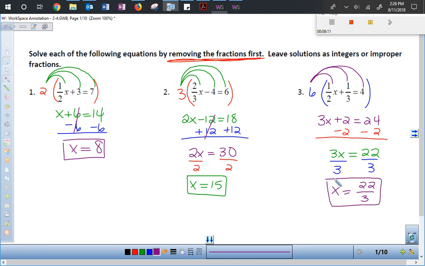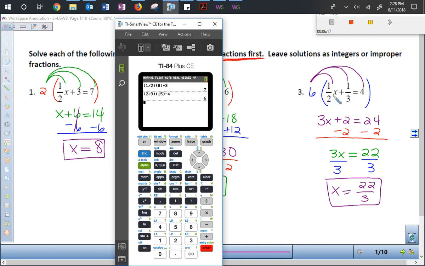So again, when you check your answer, substitute it into the original equation. So let's get out our calculators. And I want 1/2 times 22/3 plus 1/3. And I should get a result of 4. Let's see if that's what my calculator gives me. It does give me 4, so we are okay.